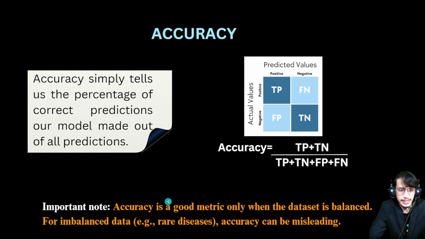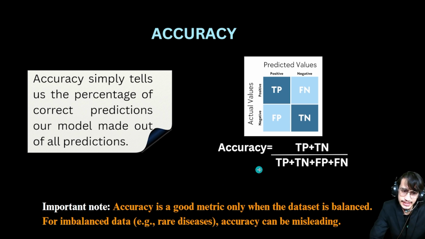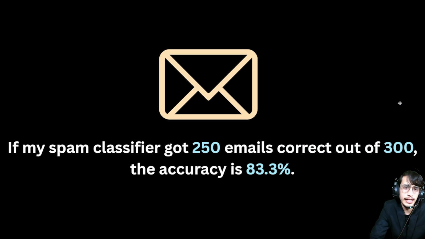An important notice is that accuracy is a good metric only when the data set is balanced. In an imbalanced data set, it can be misleading. If there are many positive values and only a small amount of negative values, then the accuracy metric will fall. For example, if I have a spam classifier and we got 250 emails right out of a total of 300 spam emails, the accuracy is 83.3%.